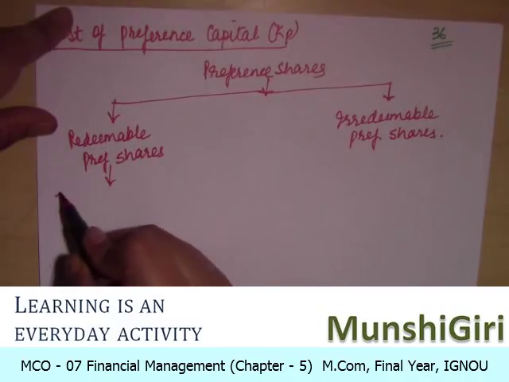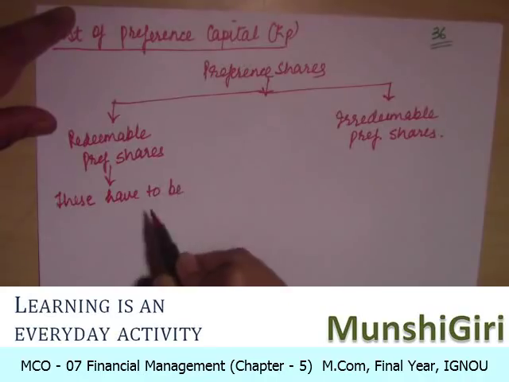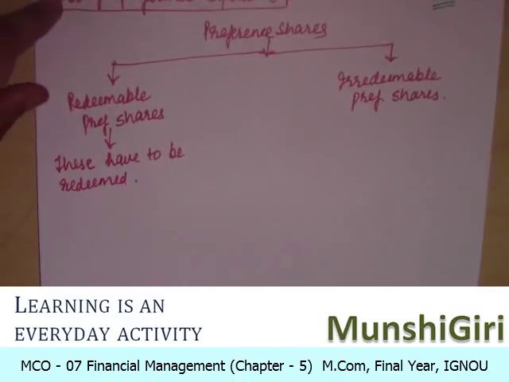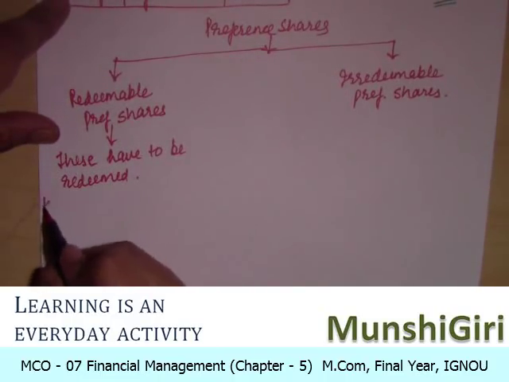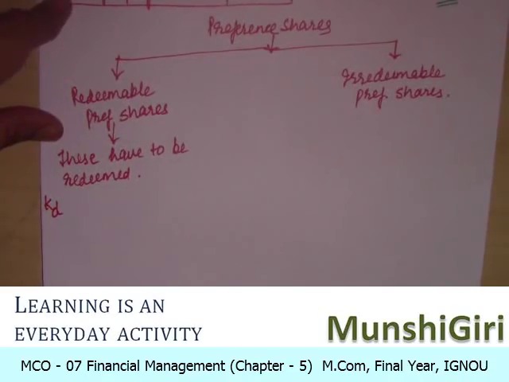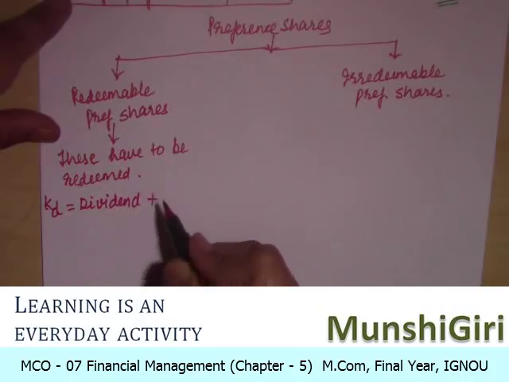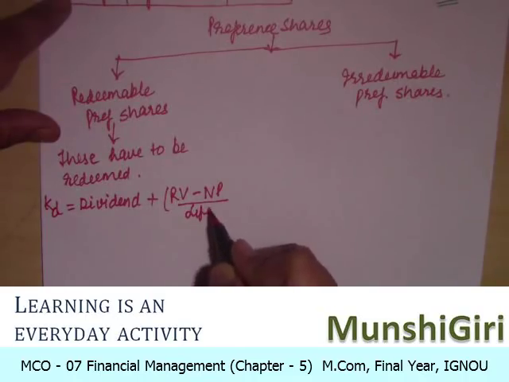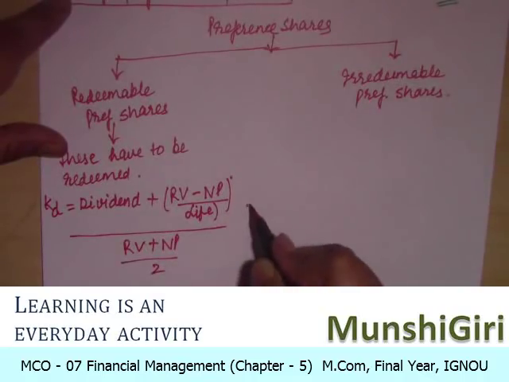Now, redeemable, these have to be redeemed as the name suggests. So in this case, company will have to pay dividend as well as the principal on redemption. So cost in this case will be dividend plus redemption value minus net proceeds divided by life. The whole thing is to be divided by RV plus NP divided by 2 and multiplied by 100.